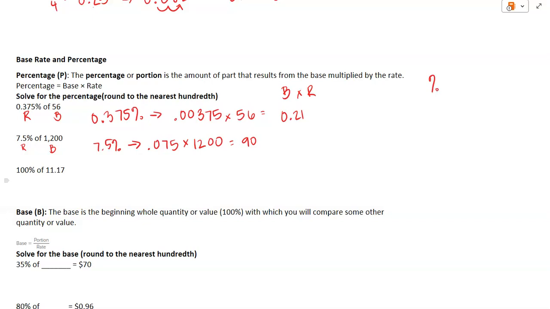Okay, and then finally we have 100%. So 100% is equivalent to 1 whole as a decimal, and times my base of 11.17 simply gives me 11.17 as my percentage or my portion.